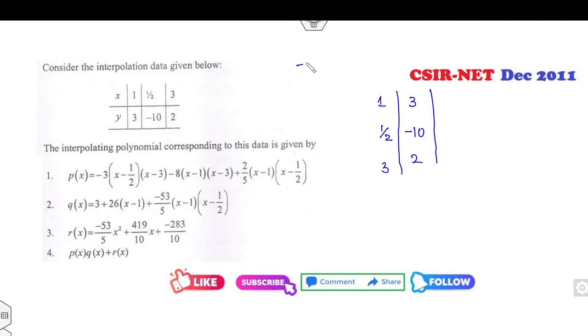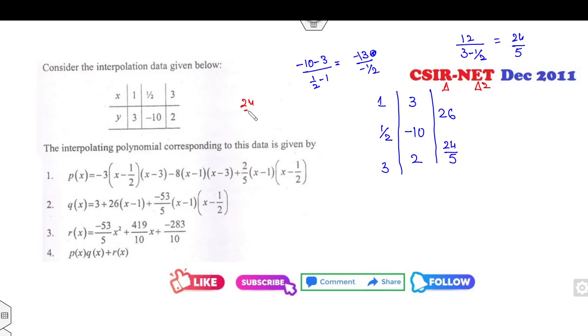It is minus 10 minus 3 divided by half minus 1. So it's minus 13 divided by minus half. It's plus 26. Then it is 2 plus 10, which is 12, divided by 3 minus half, which is 5 over 2. So 24 over 5. Now you can find the second. This is the first divided difference.